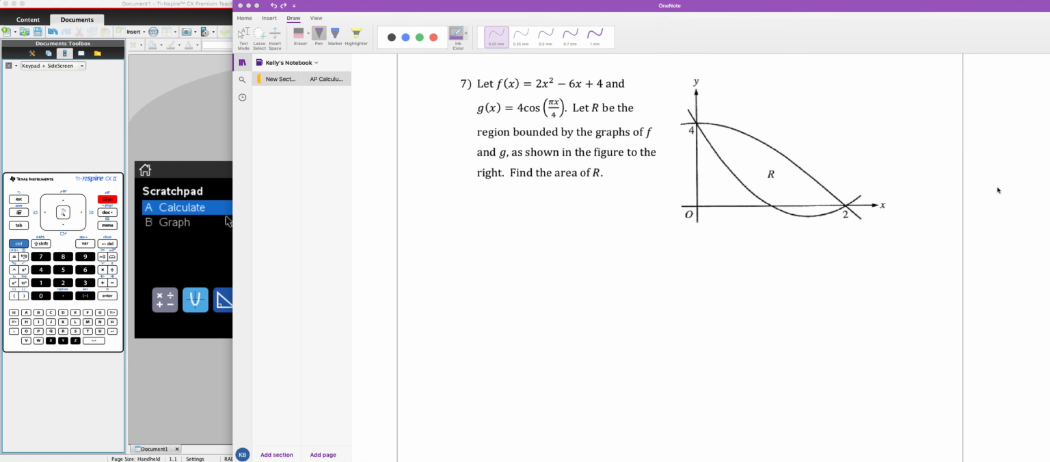So this one is still not calculator active. I know you can see my calculator on the left-hand side of my screen. We will be using it later on, but for right now, we are going to do this one by hand.